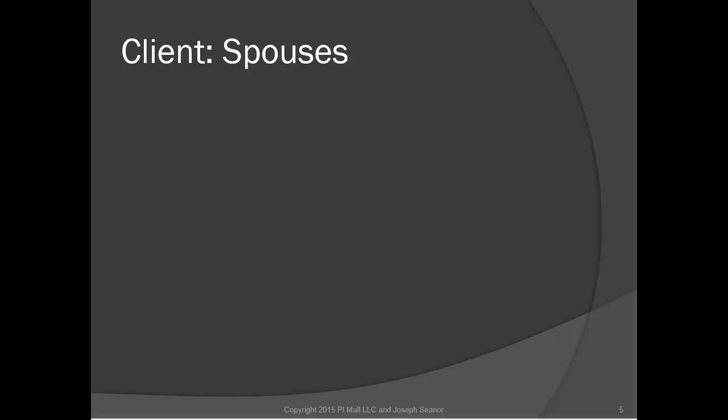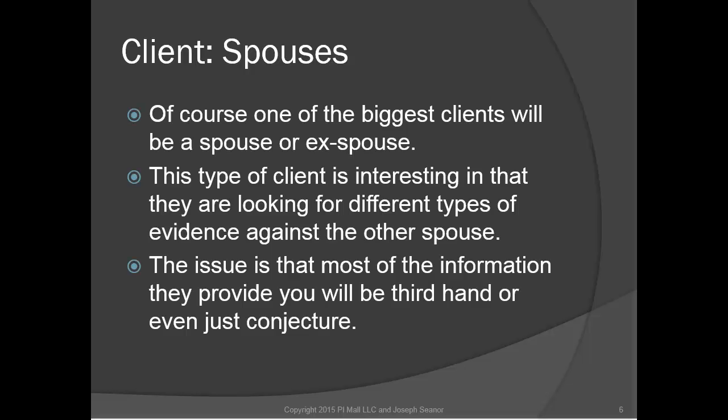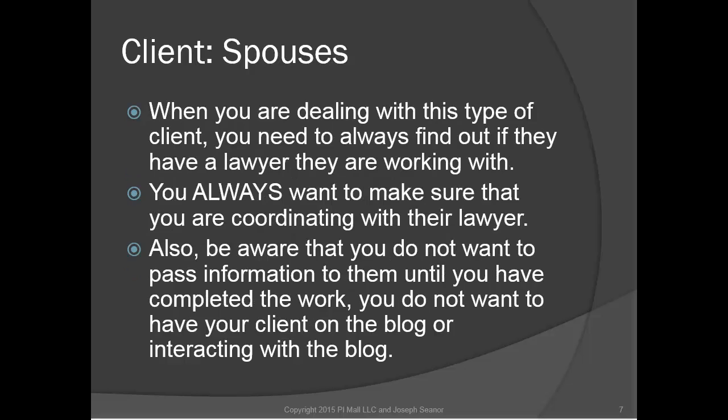First of all, let's talk about spouses. Of course, the biggest client base you're going to have with this are going to be spouses or an ex-spouse. This type of client is really interesting in that they're looking for different types of evidence that they can use against the other spouse. The issue is that most of the information that they're going to provide you about the blog that their spouse uses or created is going to be third hand or maybe even just conjecture that they think maybe their spouse might be doing something like that. So you've got to be very, very careful about the information they provide you.